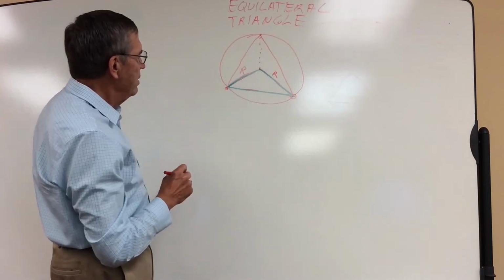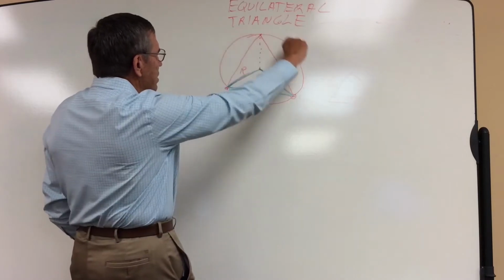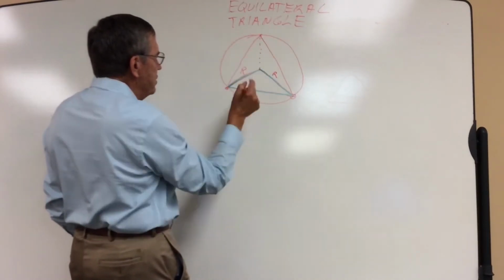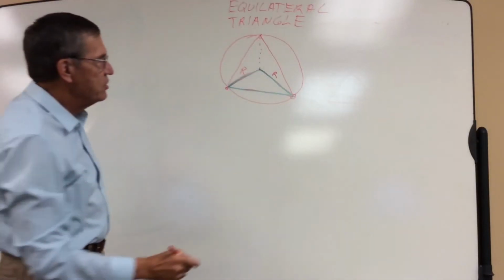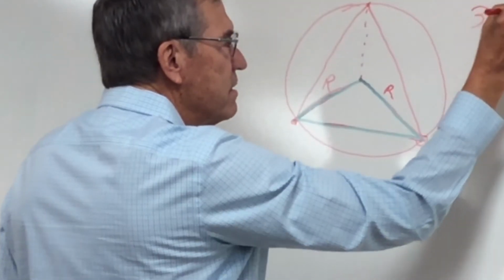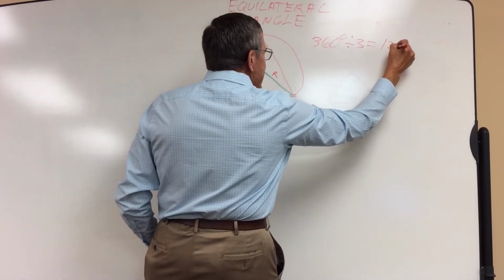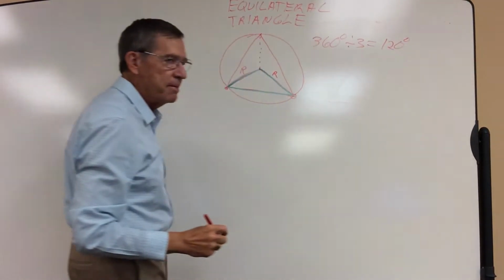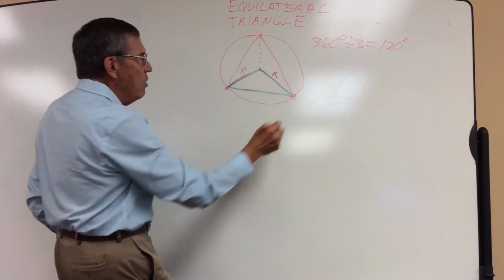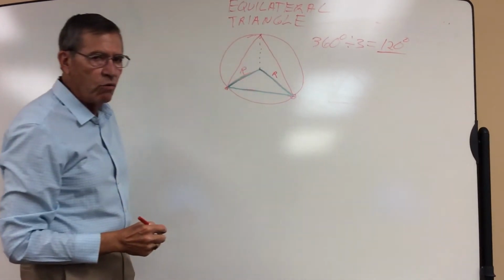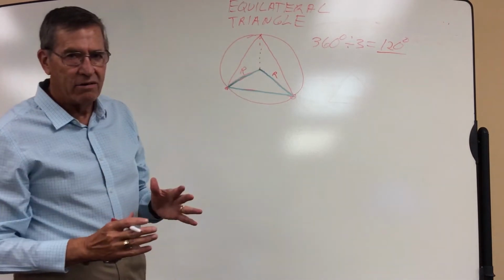The first thing I want to do is try to get the angles. So we have a circle that's 360 degrees. You can see that we divided that equally into 3 parts. So if we take 360 degrees and divide it by 3 equal parts, we get each of those to be 120 degrees. So this angle right here, this angle right here, and this angle right here will all be equal to 120 degrees.